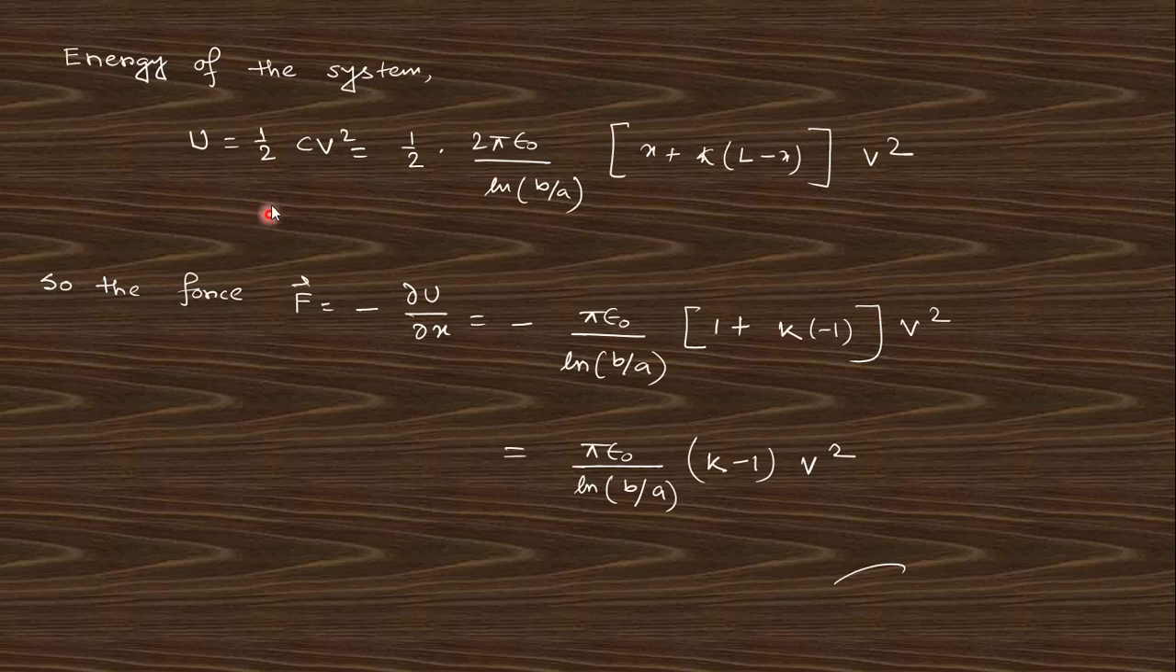After that we will get the energy. Energy is half C V squared. Put this value of C and V squared. The force is del U by del x, just the derivative with respect to x. Finally we got this answer. Clear? So this is the required force to push out this dielectric from this cylinder.